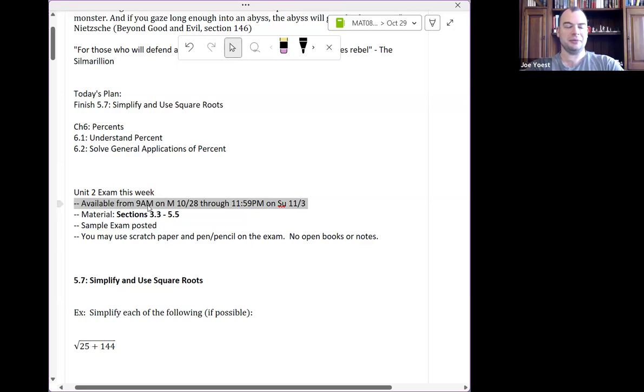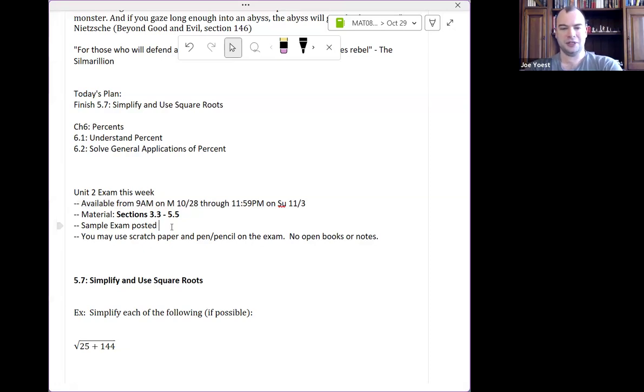The exam is available from 9 a.m. yesterday morning through 11:59 p.m. this coming Sunday the 3rd. And as I mentioned before, make sure that you don't wait until the last minute to take the exam. There are no due date extensions on the exam because it's open for a full week.